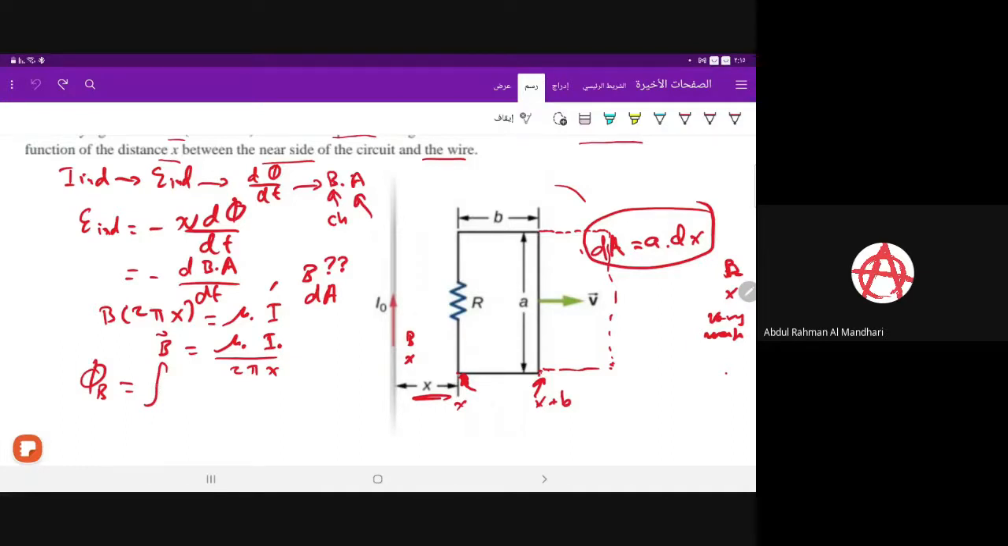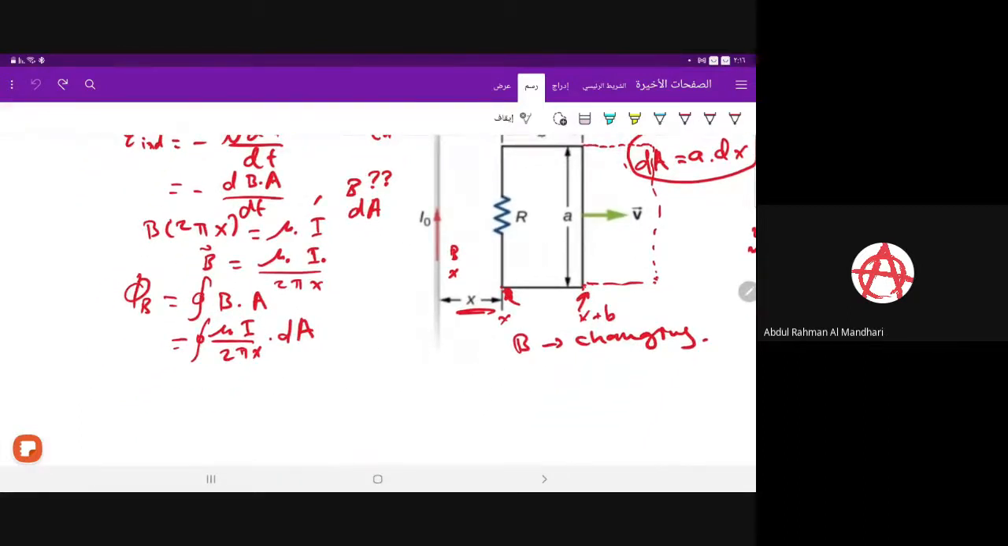Because we know that B is changing, don't forget, we want to sum up all of these B's in that area. So B into that area, we want to sum all of these together. We know that B is just mu naught into I over 2 pi x, and because x is varying, we should integrate over x into the small differential area we are looking for, because the area is not constant. In this case, the area is also changing.